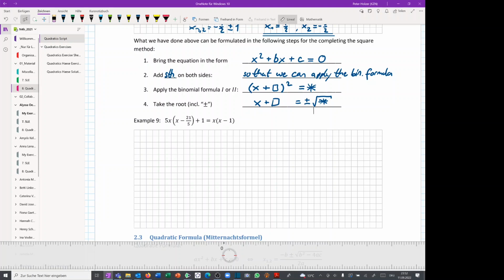Now you can apply this method to example 9. What you have to do first is just to expand both sides and then go along this method and solve it. Stop the film. And here you get the solution without any comments.